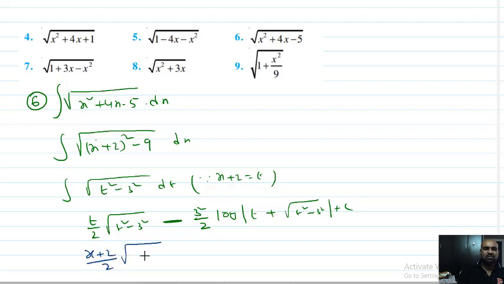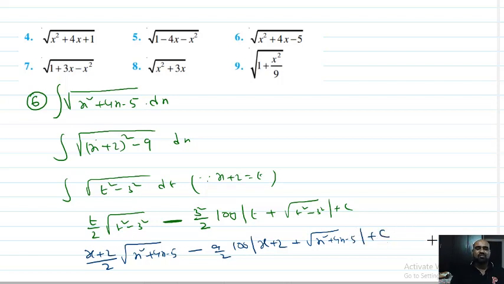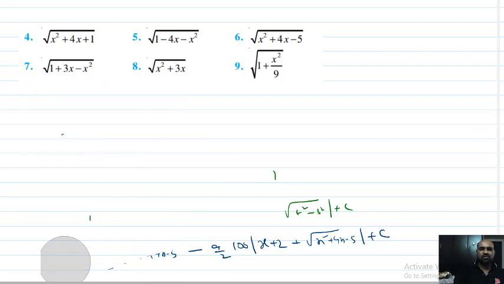Root over, what is the problem? Sixth problem. Directly we will get (x plus 2) by 2 into root over x square plus 4x minus 5, minus 9 by 2 into logarithm of x plus 2 plus root over the same problem, x square plus 4x minus 5, plus c. This is the answer for the sixth problem. Okay, students. Next, seventh problem.